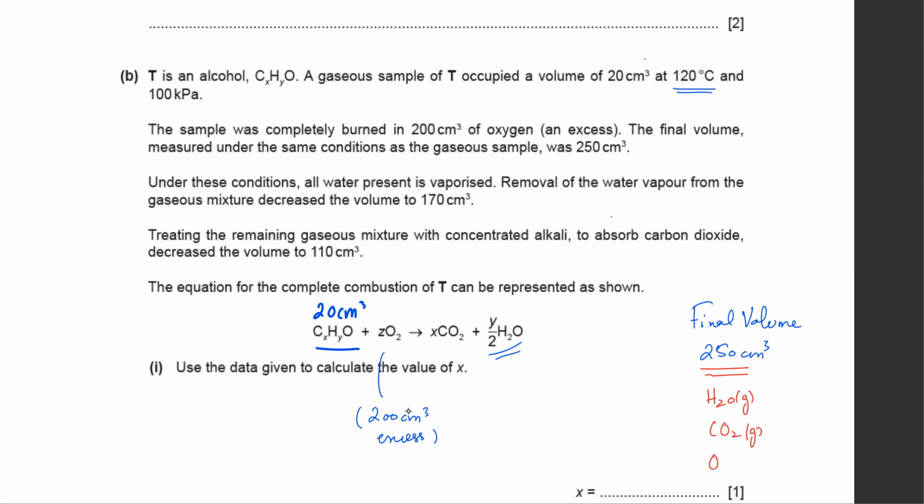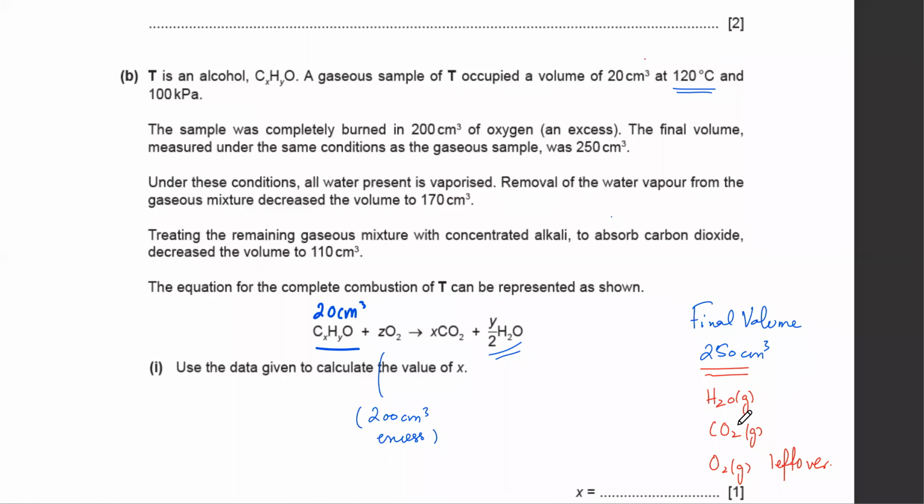Okay? So there would be some oxygen present because he's using excess oxygen. So there would be some leftover oxygen as well. So the total volume of the gases that are produced and the leftover oxygen that was added in excess is this thing. Is this clear so far? Yes.